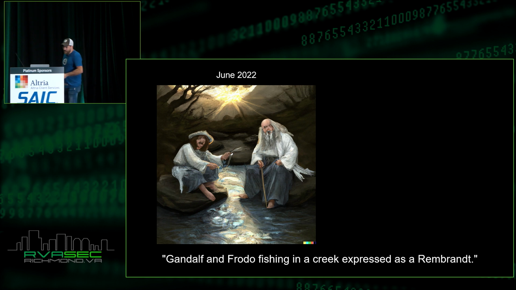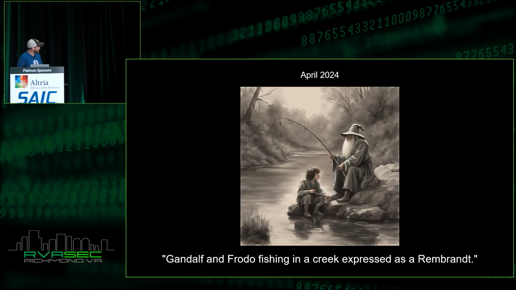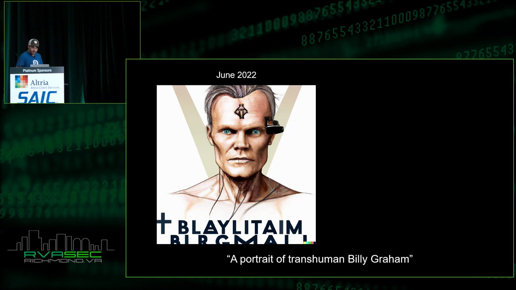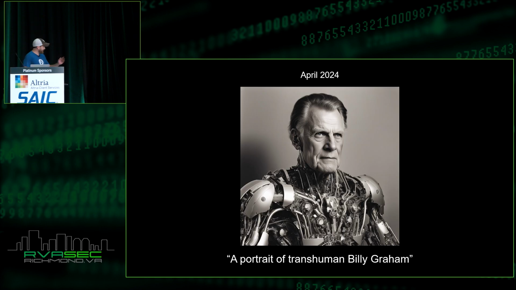Here is Gandalf and Frodo fishing in a creek expressed as a Rembrandt. And again, that's pretty freaking sweet. And then here is Stable Diffusion. And then finally, a portrait of transhuman Billy Graham. And I'm really not sure what I was expecting, but there it is. And then locally. And by the way, I clearly won this round, right? That's bad. I kind of wish he wasn't the transhuman.